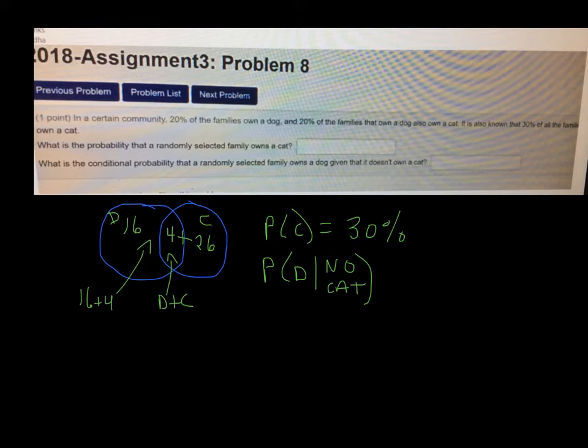And so the people who have just a dog and not a cat, there's only 16 of those out of the 100, and so I would write that as 16%. That's how I would handle a question like that.